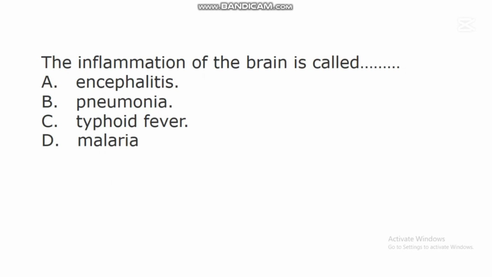The next question says, the inflammation of the brain is called dash. A. Encephalitis. B. Pneumonia. C. Typhoid fever. D. Malaria. In this question, the correct answer is A. Encephalitis. Encephalitis is the swelling or inflammation of the brain.